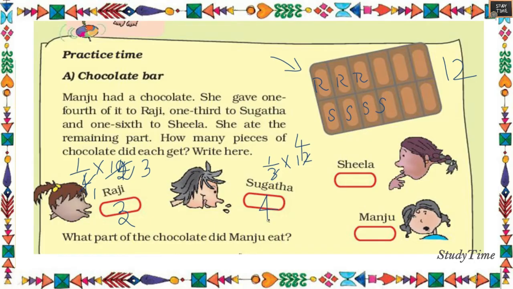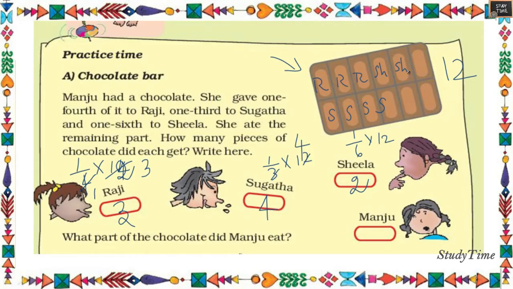1/6 to Sheila. 1/6 of 12 is 2. So Sheila will be getting 2. How many pieces of chocolate did each get? She ate the remaining part. Manju ate the remaining part.